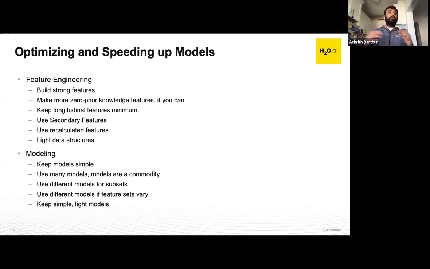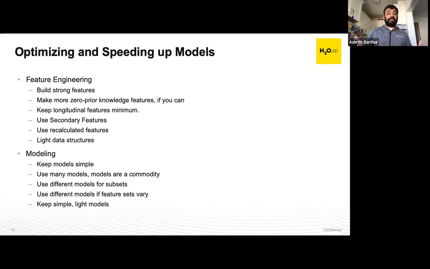If you don't need features that constantly need to be calculated, just have them calculated and set up in a database, which you can quickly call and use. Use light data structures. You don't necessarily have to use integers; you can use booleans if you just have a binary state in certain features. So these are some of the interesting things that come up in features. And in modeling, you can keep simple models. GLM, if it works perfectly, that's great. You don't have to make a super deep model.